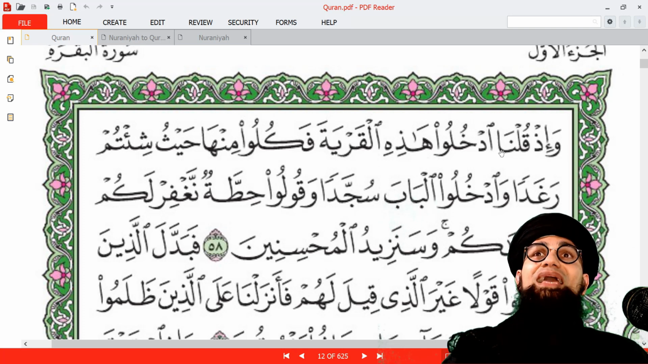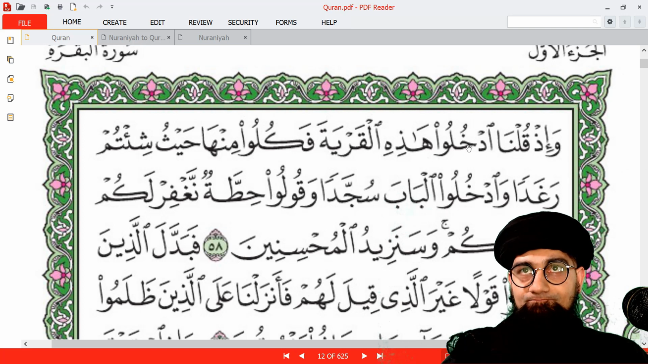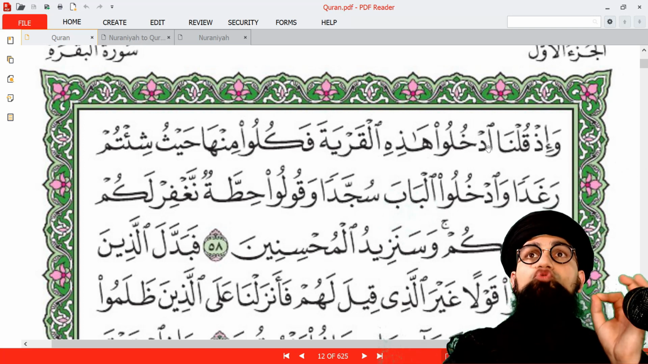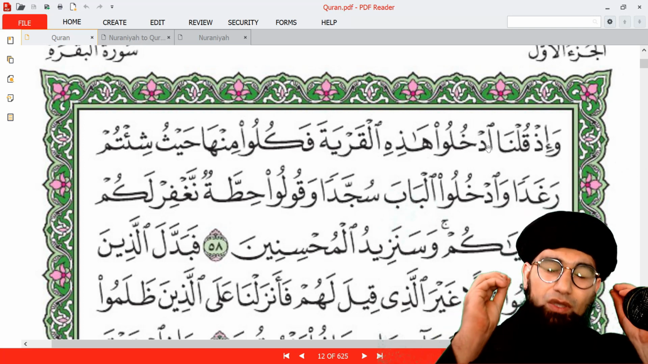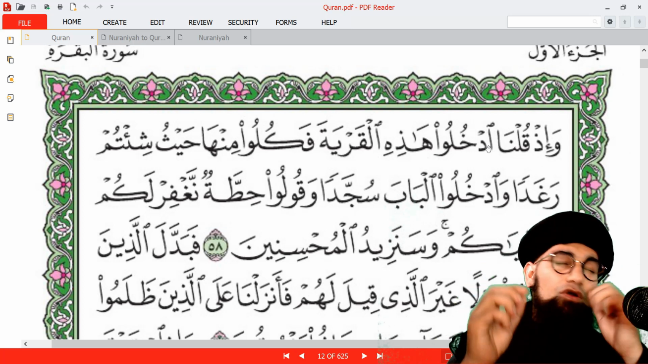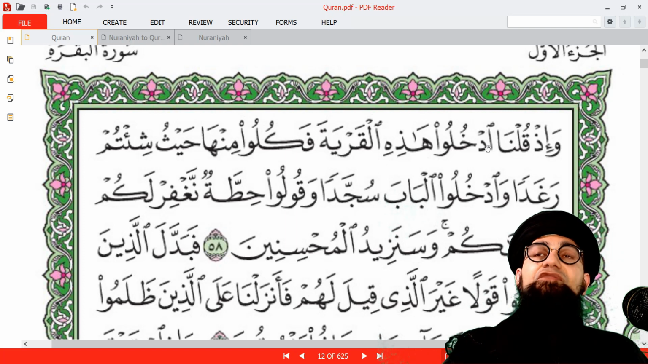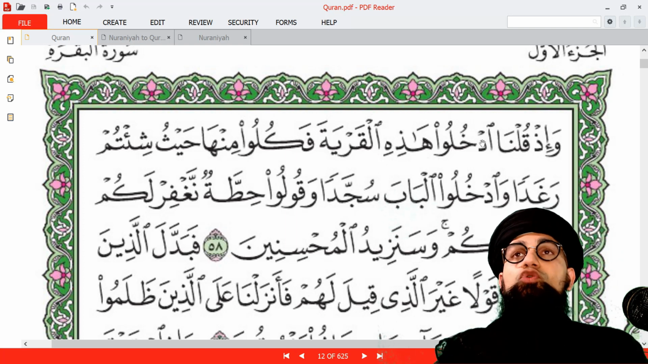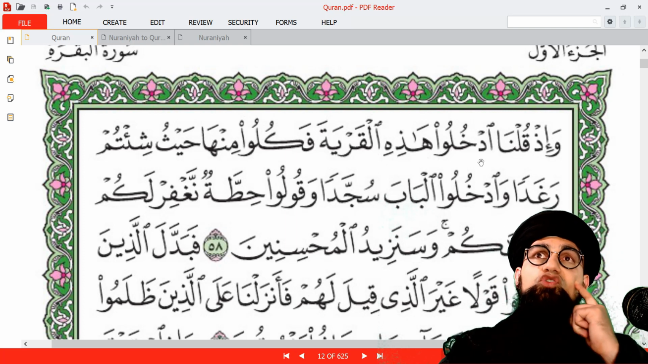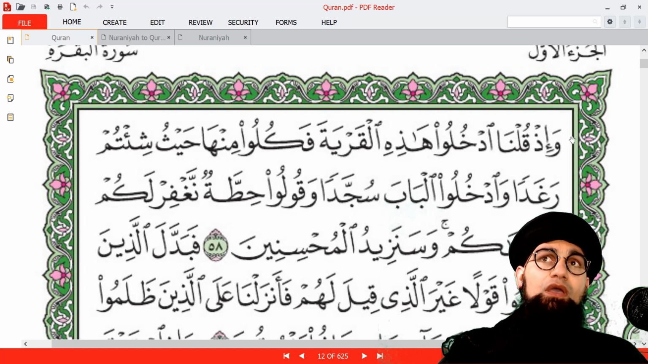وَإِذْ قُلْنَا ادْخُلُوا. Dal here is from qutba jadd. Remember this phrase, qutba jadd. Qaf, ta, ba, jim, dal. Qutba jadd. Dal is from qutba jadd. So you has a sukoon, so you must bounce its sound.